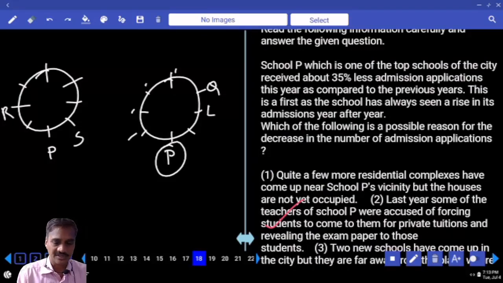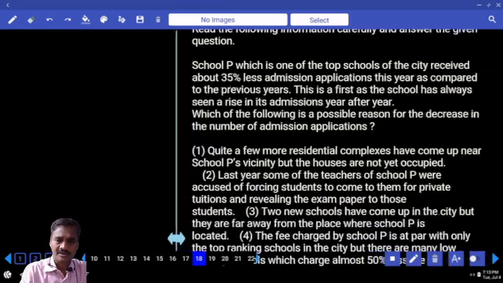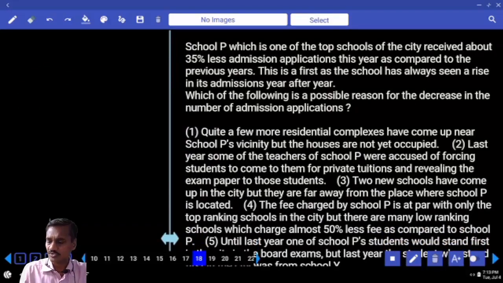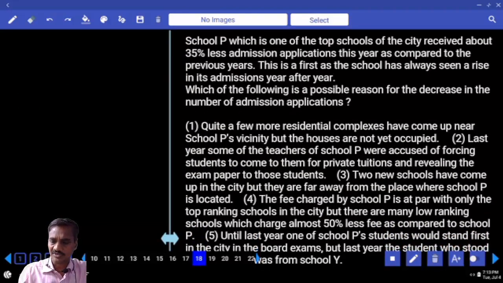The next one, 18th one. Now in this question number 18, it is based on critical reasoning. School fee, which is one of the top schools of the city, received about 35% less admission this year as compared to the previous year.